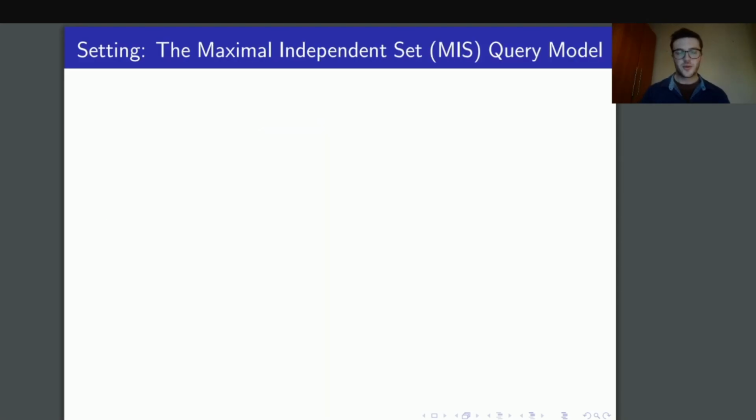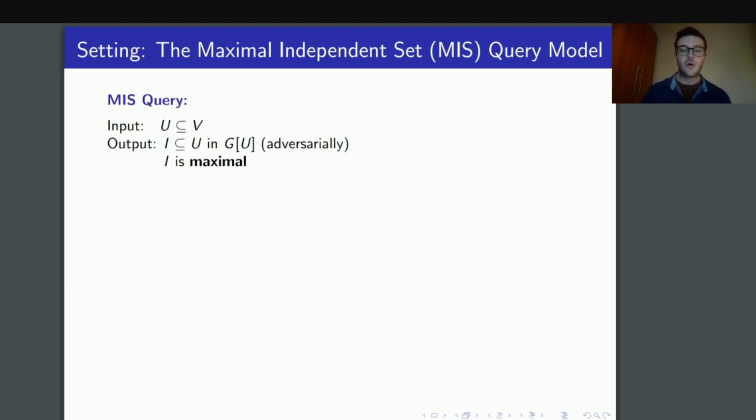The types of queries that we are concerned with are maximal independent set queries. And this is a novel type of query with no known results for the problem of graph reconstruction. A maximal independent set query takes as input some subset of vertices in the input graph and outputs a maximal independent set in the induced subgraph of that queried subset. And this maximal independent set can be chosen by the oracle adversarially.